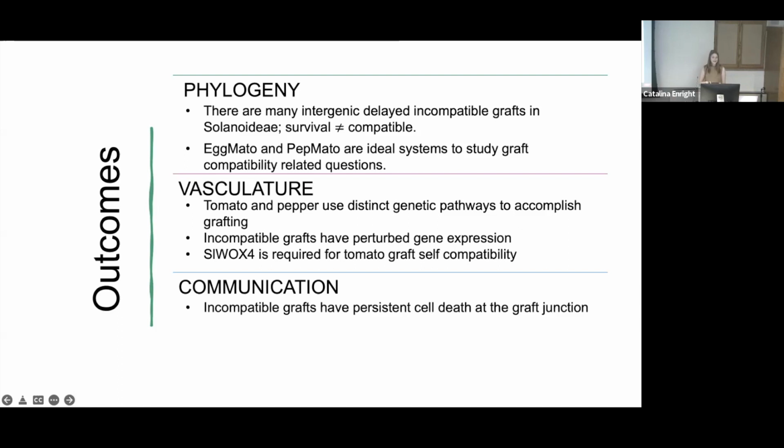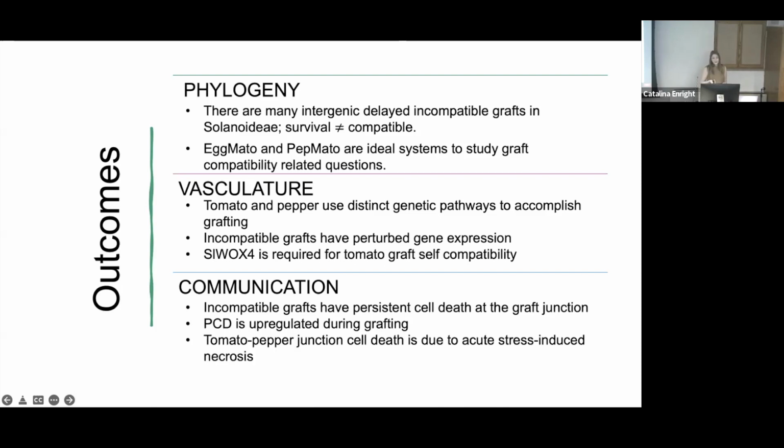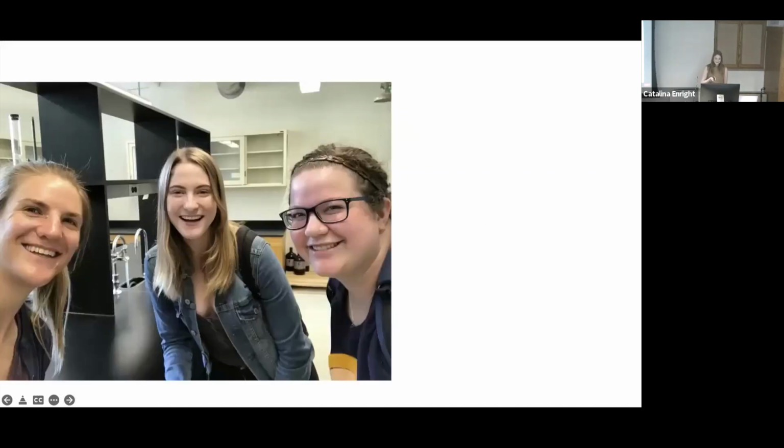And then under communication, I was able to show that incompatible grafts have persistent cell death, that programmed cell death is upregulated in all types of grafting, and that the tomato pepper junction cell death is due to acute stress-induced necrosis.